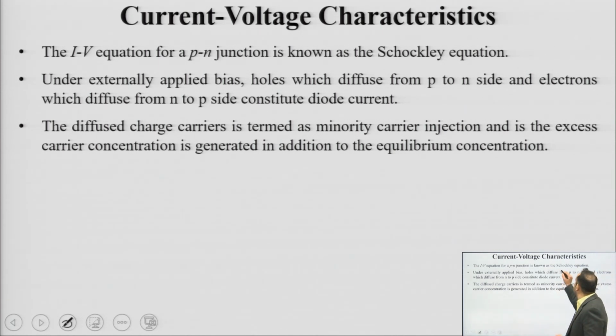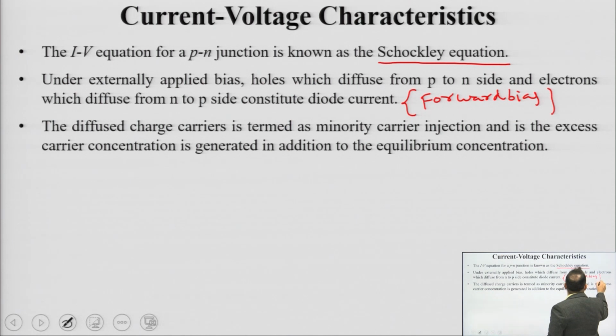This equation is known as Shockley equation. Under externally applied bias, holes can diffuse from P to N, electrons can diffuse from N to P, okay, and this diffusion current constitutes diode current. Now, whenever we are saying diffusion of holes from P to N or diffusion of electrons from N to P, this is what is known as forward bias condition. Okay. Because this diffusion only occurs when you reduce the potential barrier, and that is possible when you do forward biasing. Okay. In reverse biasing, this diffusion does not happen, minority carrier drift current is obtained.